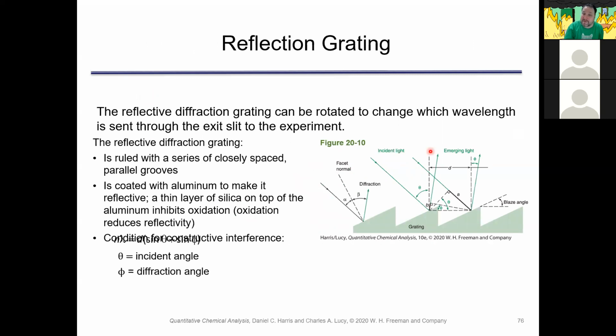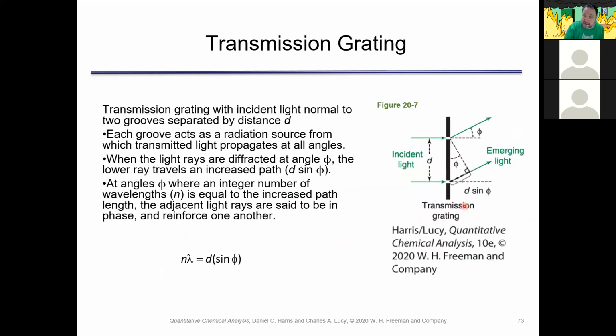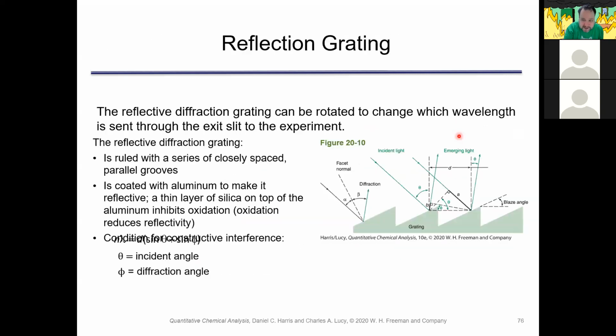The reflective diffraction grating can be rotated to change which wavelength is sent through the exit slit in the experiment. The reflective diffraction grating is ruled with a series of closely spaced parallel grooves. It's coated with a layer of aluminum that gives it the reflectiveness, and then a thin layer of silica on top. Basically, you're doing this whole constructive thing, except as a reflection rather than the transmission grating where each groove was acting as a point source. It's the same trick. It's just that one has the light bouncing off and the other has the light coming through.